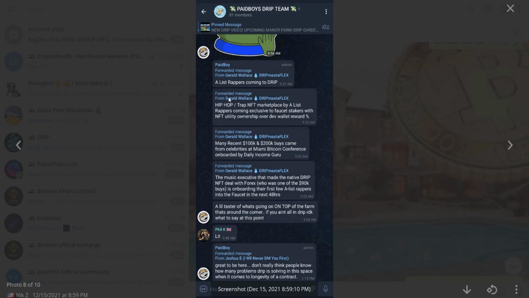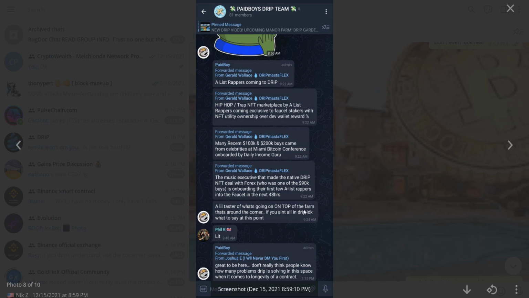But just to show you some of the stuff that's going on: A-list rappers are coming into Drip, a Hip Hop Trap NFT Marketplace by A-list rappers coming exclusive to faucet stakers with NFT utility ownership over the dev wallet reward percent. Not certain what all that actually means. Many recent $100,000 and $200,000 buys coming from celebrities at the Miami Bitcoin conference, onboarded by Daily Income Guru. This guy's a big whale in the Drip ecosystem. The music executive that made the native Drip NFT deal with Forex Shark, the developer, who was one of the $90,000 buys, is onboarding their first few A-list rappers into the faucet in the next 48 hours. So a little taste of what's going on.